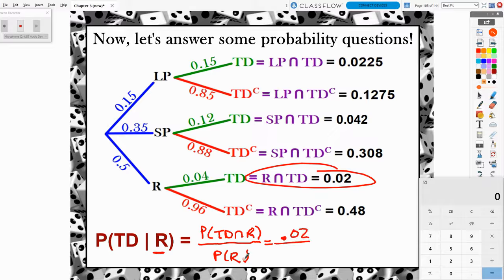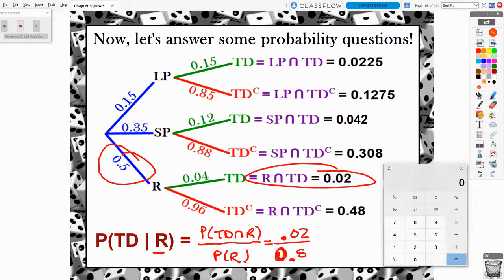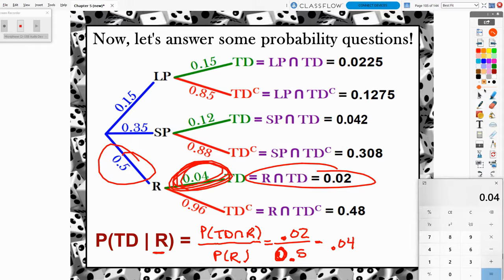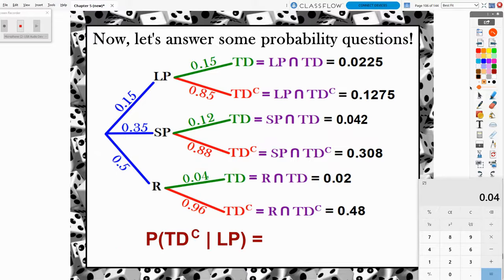Divided by the probability of running. Well, what was the probability of running in general? Didn't we answer that as like the first question? That was that 50%. So if I had 0.5, then on my calculator, if I did 0.02 divided by 0.5, that gives me my same exact answer of 0.04. All right, and then there's that 0.04 that we just said, hey, it's right there in the tree diagram. So you could use the formula for conditional probability to get the answer, but again, you didn't necessarily have to use that. All right, fourth problem.